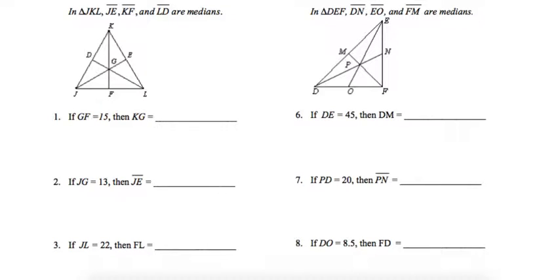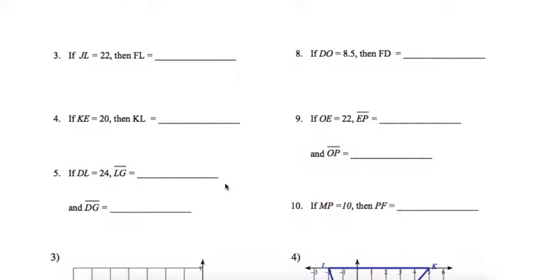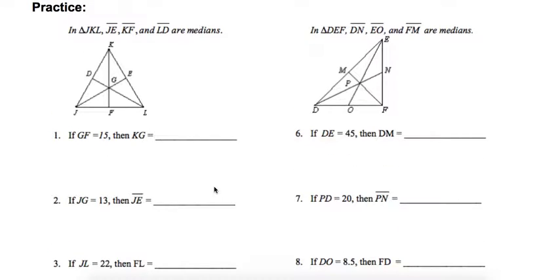All right, so let's look at our next one. If KE is 20, find KL. That's from the vertex to the midpoint. That's half of it, so this side's also going to be 20. Therefore, the whole thing is 40. So that one's going to be 40.